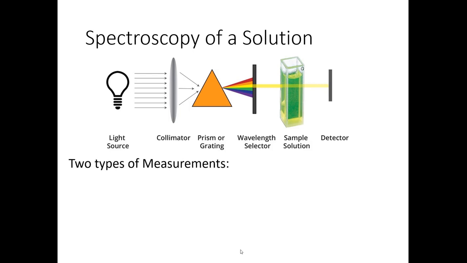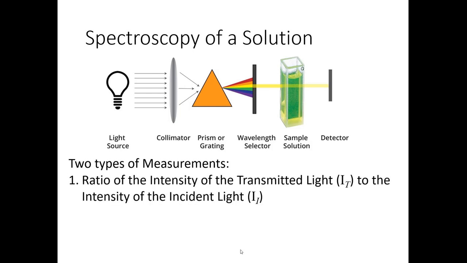Now, there are two types of measurements that we can make in spectroscopy. One thing we can do is measure the ratio of the intensity of the transmitted light to the intensity of the incident light. As the diagram will show now, the transmitted light is the one that makes it past the substance, and the incident light is the one that enters the substance. Again, in this case, our substance is a solution of a particular compound. We can calculate the transmittance, T, as the ratio of the transmitted versus the incident light's intensities.